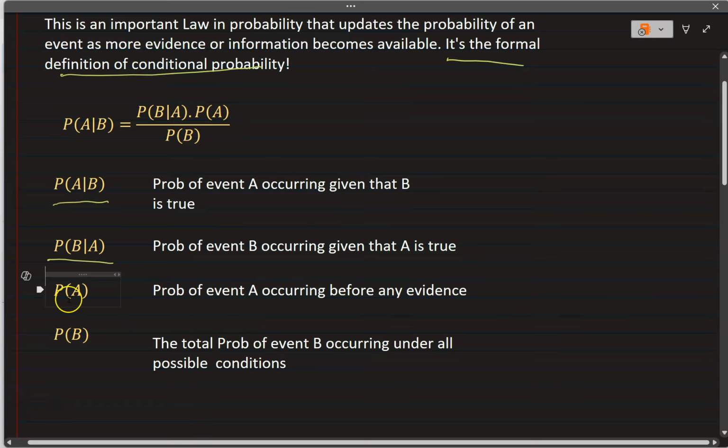And the next one, probability of A, which is up in here in that formula. By the way, this dot means multiplication. So the probability of A occurring before any evidence. So supposedly we actually know that in terms of just the probability of an event happening. And then probability of B is the total probability of event B occurring under all possible conditions. And then when you plug it back into this formula, you're going to get the probability of event A happening given B is true and has already happened.